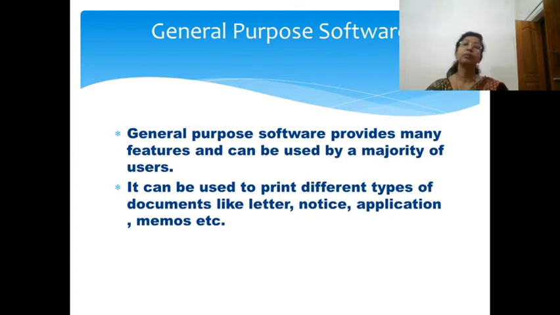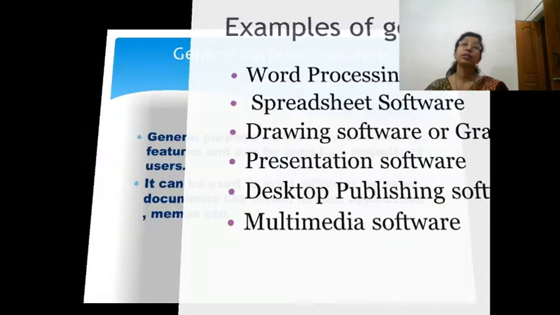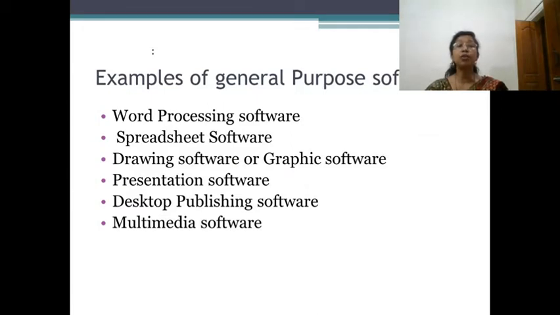For example, Microsoft Word can be used to print different types of documents like letter, notice, applications, etc. Now we will study in detail some of the examples of application software. Okay, these are some of the examples of application software: word processing software, spreadsheet software, drawing software, presentation software, desktop publishing software, multimedia software, etc.